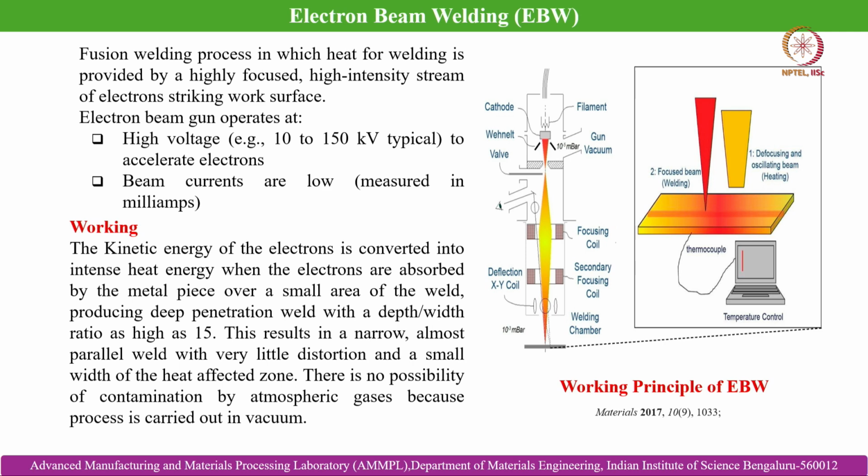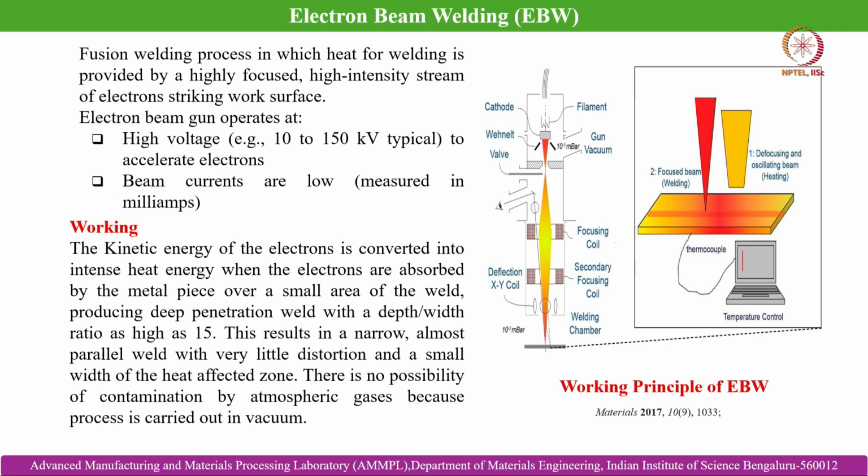So, it is quite similar with laser beam welding, only the heat source is, in spite of laser, now electron beam. Of course, there are other functional differences, so that we will try to discuss. So, fusion welding processes in which heat for welding is provided by a highly focused high intensity stream of electrons striking the work surface are termed as electron beam welding.